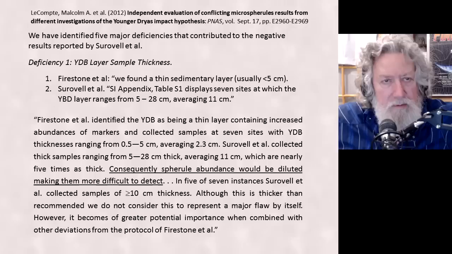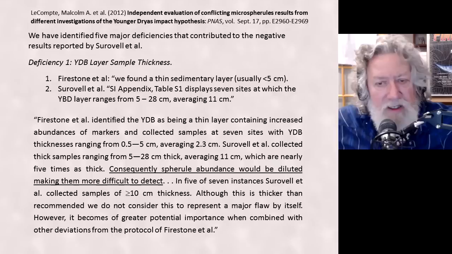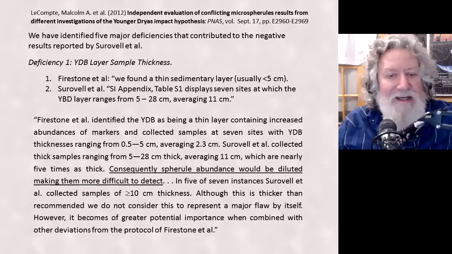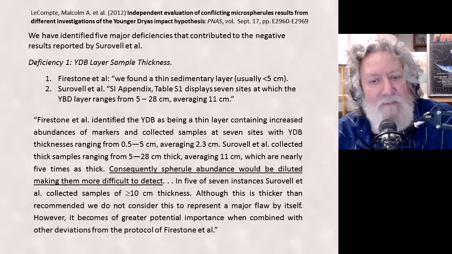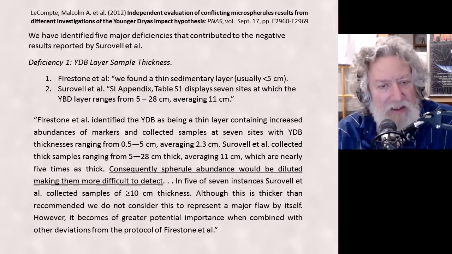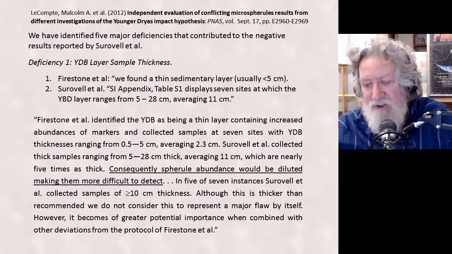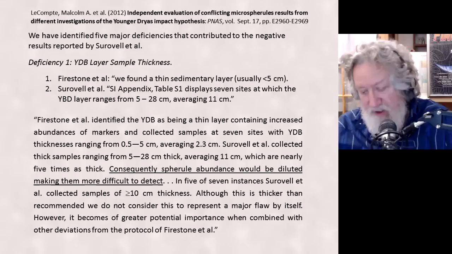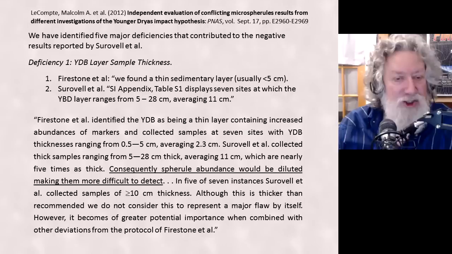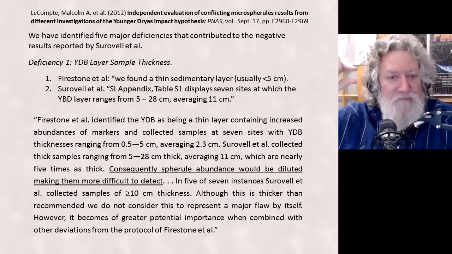Firestone team identified the YDB as being a thin layer containing increased abundances of markers and collected samples at several sites, at seven sites with YDB thicknesses ranging from 0.5 to 5 centimeters, averaging 2.3 centimeters. So 2.3 centimeters is pretty small. That's less than an inch, right? So their average sampling strata was an inch, right?